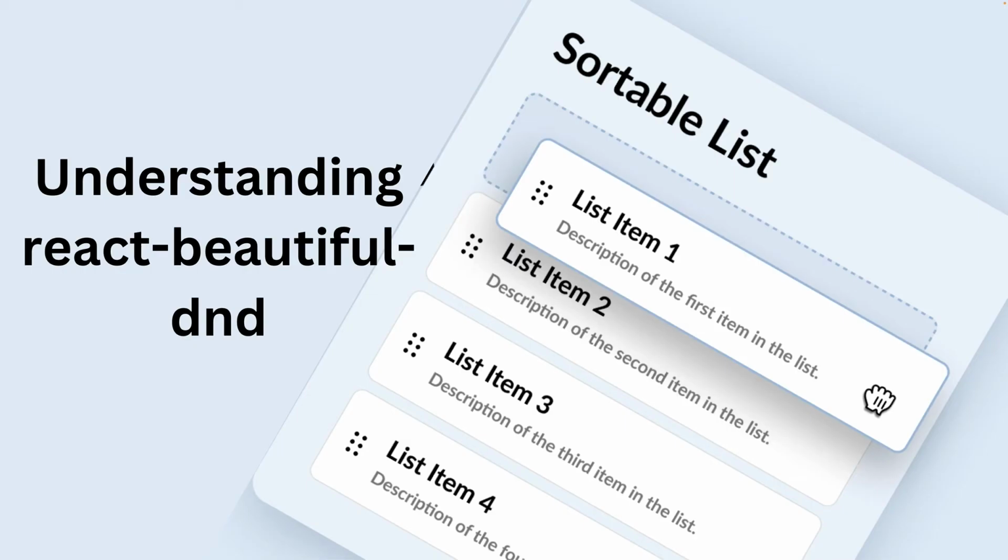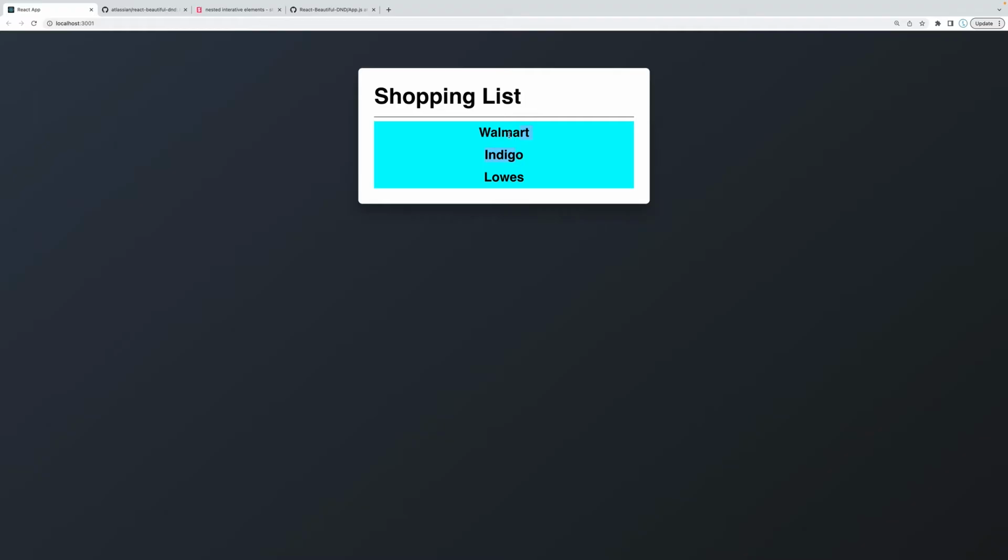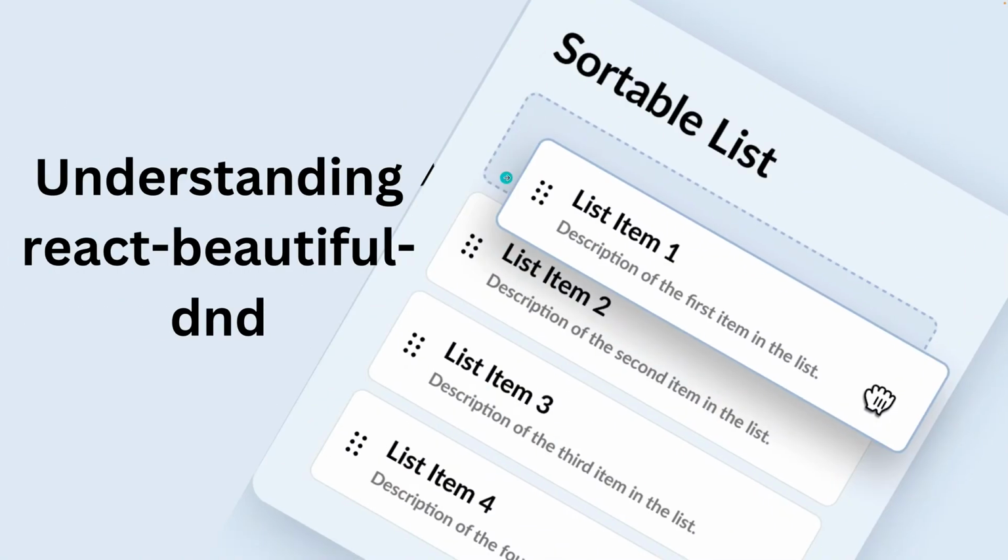Like promised, in this video, what we're going to do is start working on the drag and drop functionality of our shopping list so we can start reordering the different stores. But before we do that, we need to really understand some fundamental concepts inside of react-beautiful-dnd, which is going to be the library that we have chosen to implement this drag and drop functionality.